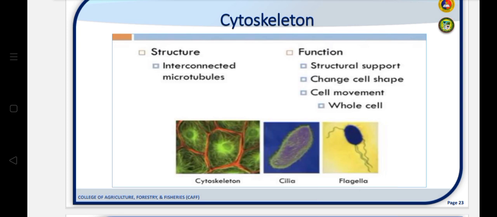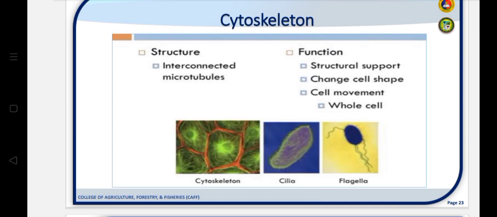The cytoskeleton is made of tiny fibers called microtubules, which form a network throughout the cell. So these microtubules are like a web of ropes holding the cell together. Remember, let me repeat that: the cytoskeleton is made of tiny fibers called microtubules.